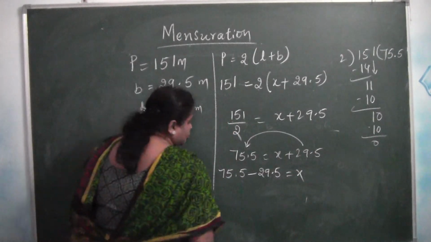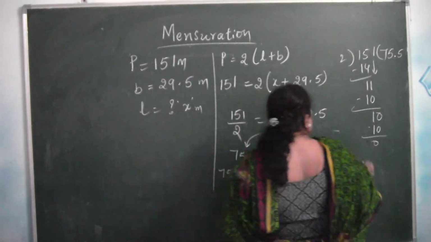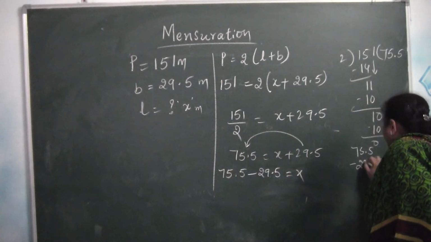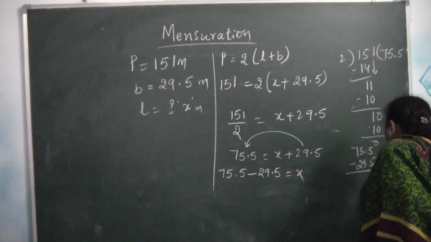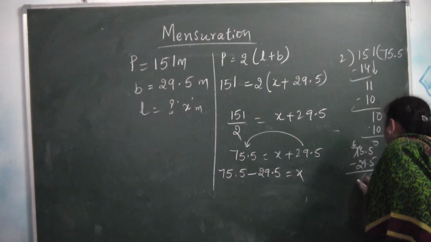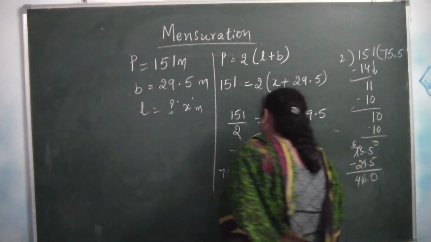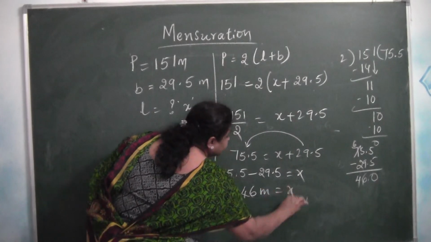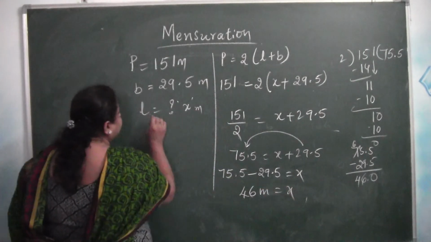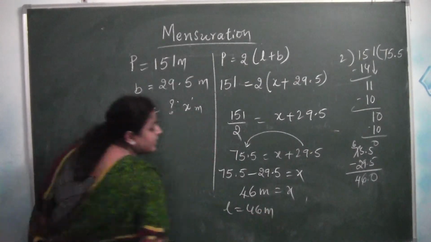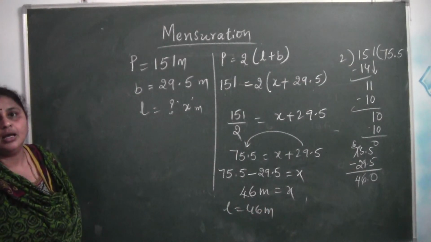Now subtract these two. 75.5 minus 29.5. 0. Borrow. 15 minus 9, 6. 6 minus 2, 4. So 46 meters is x. What do you mean by x, children? Length. Therefore, length is equal to 46 meters.